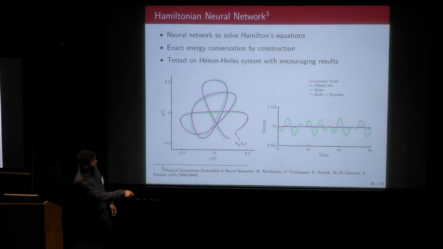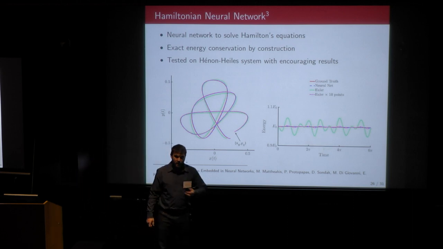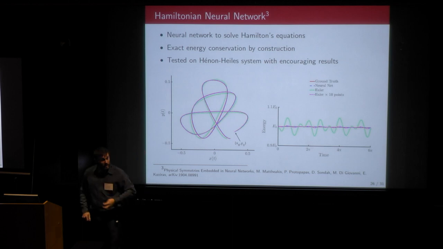And this plot on the right is just showing the energy as a function of time. It starts at some initial energy E0, and the neural net just stays constant through the whole time. Symplectic Euler method kind of hovers around the correct energy value. And if you increase the number of points in the symplectic numerical method by a factor of 10, we see that it's a little bit better at conserving energy, but it's still not quite there.